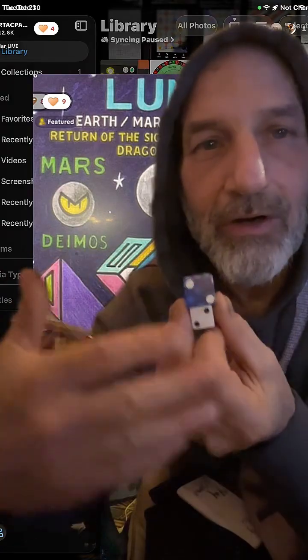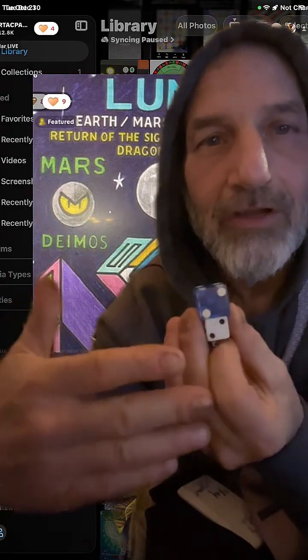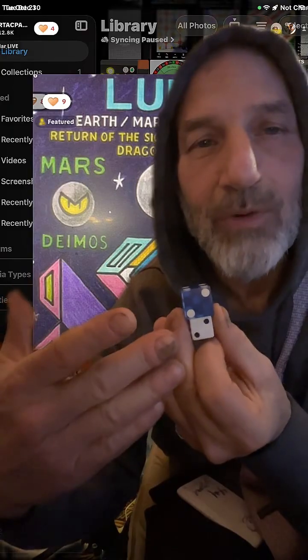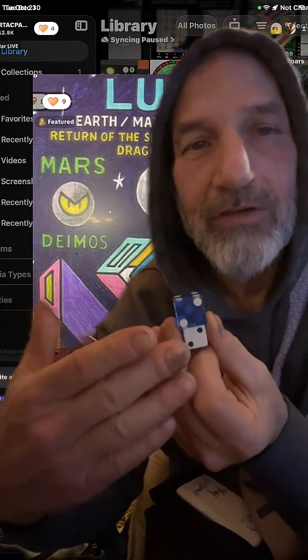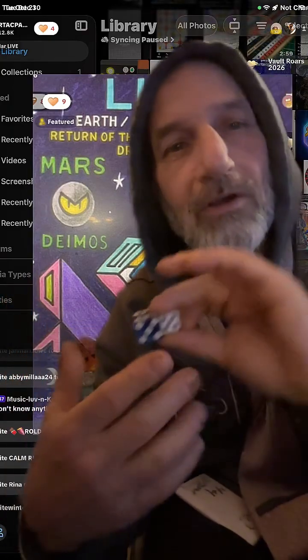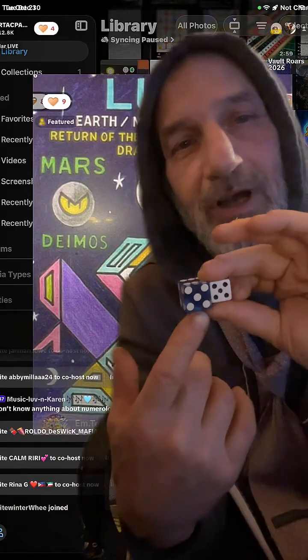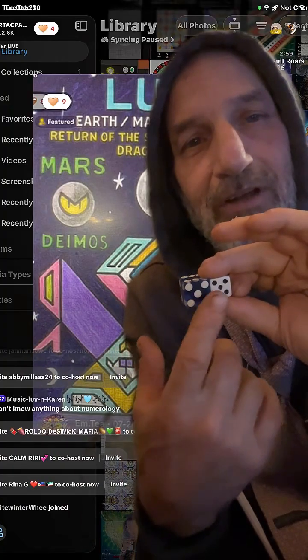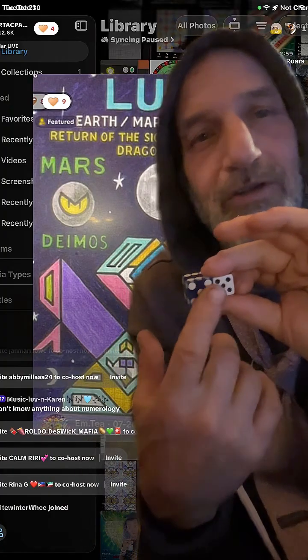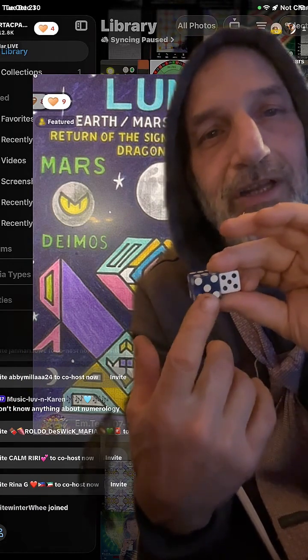2 times 2, the mirror, is 4. 2 plus 2 is 4. 4 and 4 is 8. 5 times 5 is 25. 5 plus 5 is 10. 10 and 25 is 35. 3 and 5 is 8.